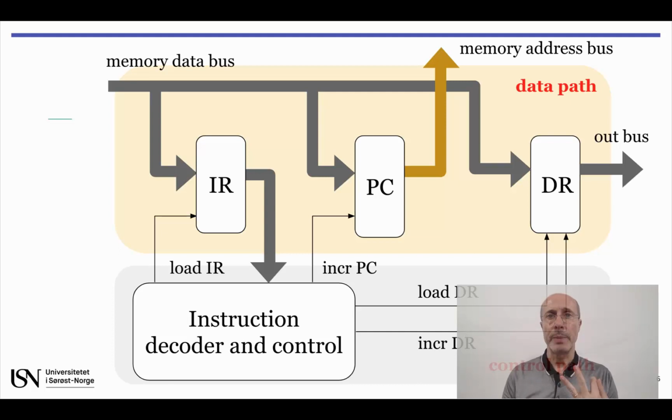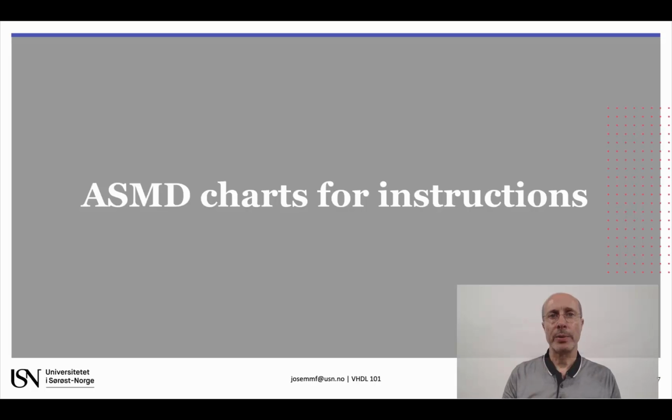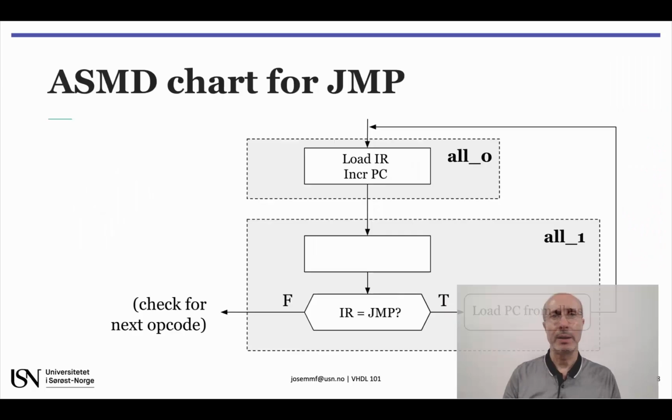So the first three blocks make up the data path, and the instruction decoder is the control path of this FSMD. Let's move on to designing a small set of general instructions for this minimal architecture.